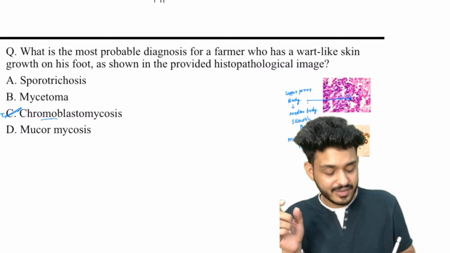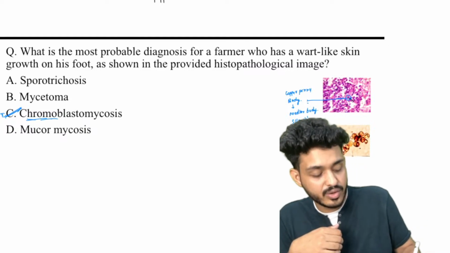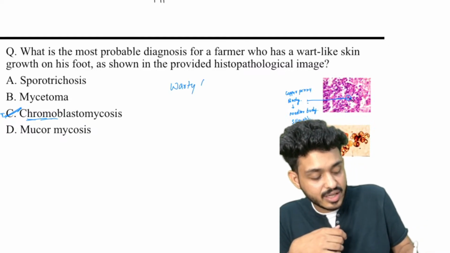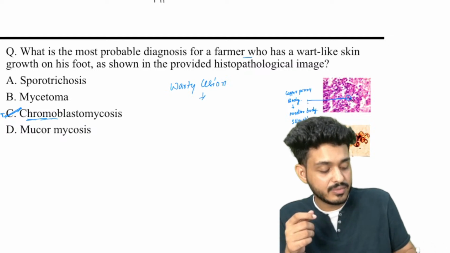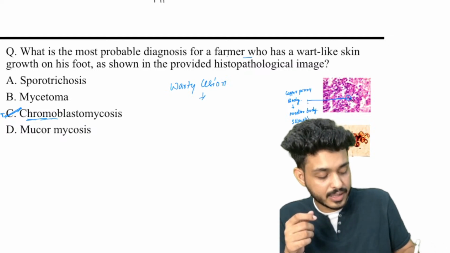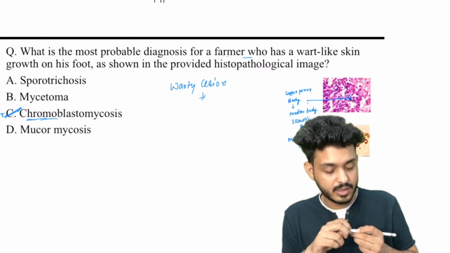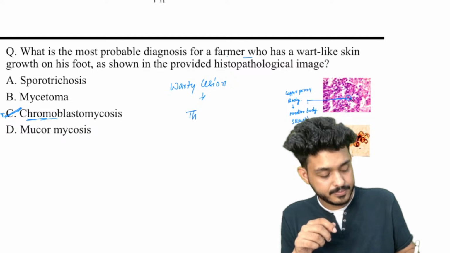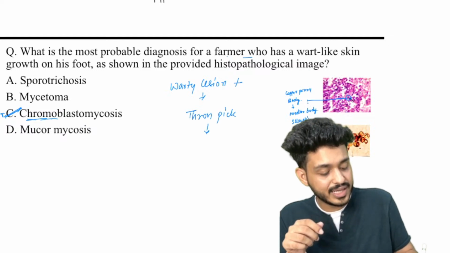Chromo means it will have color, it will be giving some kind of color. You will have a warty lesion. When will this lesion occur? When there is a farmer who has a thorn prick. The farmer will have a thorn prick, and you will have some kind of warty lesions, okay?